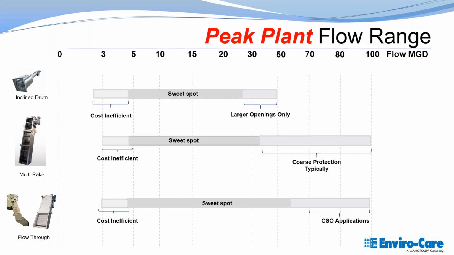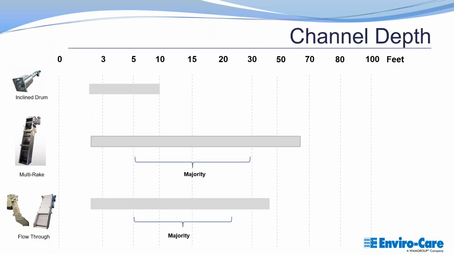The incline drum screen is going to be the one that's best for your smallest flows. You can handle a flow of up to 20 MGD plus in that, but its sweet spot's really anything above 3, 4, 5 MGD up to about 10, 15, maybe up to 20. Multi-rake screen can handle larger flows, especially when you're getting into porch protection. It can handle very large flows. The downside being, compared to a flow-through screen, which can handle similar flows to multi-rake, doesn't have the same capture rate.